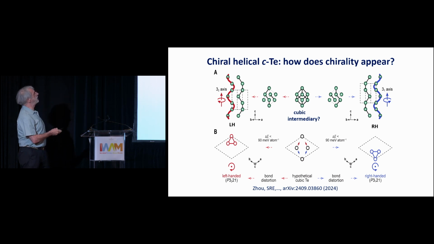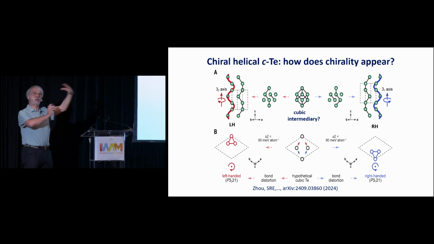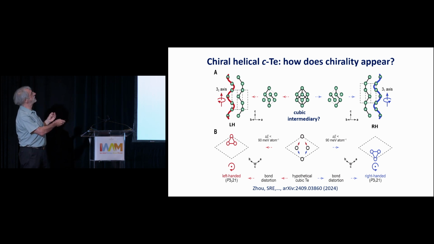It was proposed a long, long time ago that maybe there's a cubic intermediary. If you have a cube, which is symmetric, and you squeeze it in one way, then you actually get 3 short and 3 long bonds, or squeeze another way, you get 3 short and 3 long bonds another way, and actually you can generate these helices through this cubic intermediary.